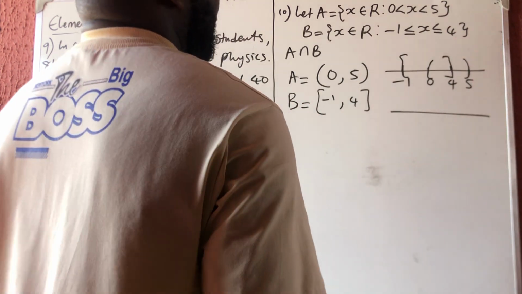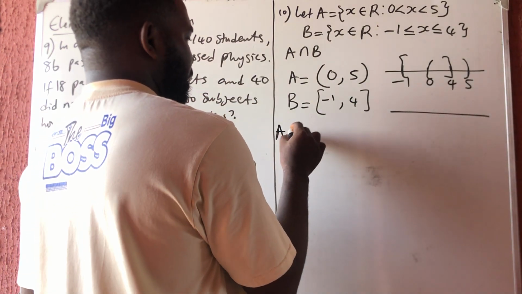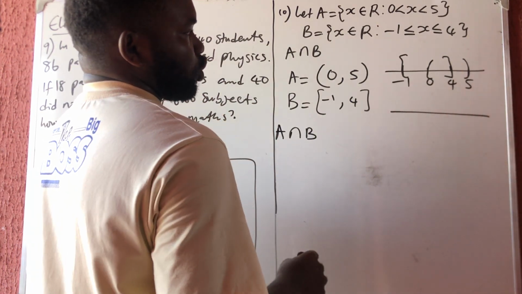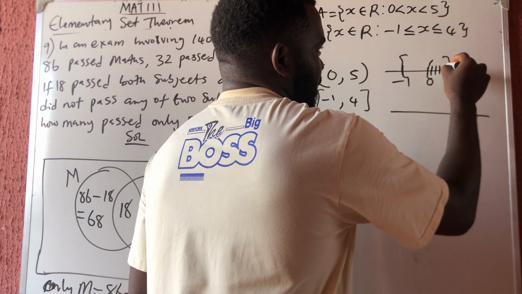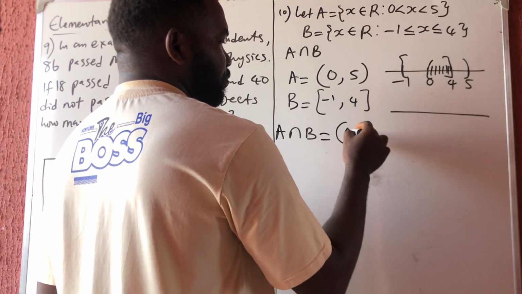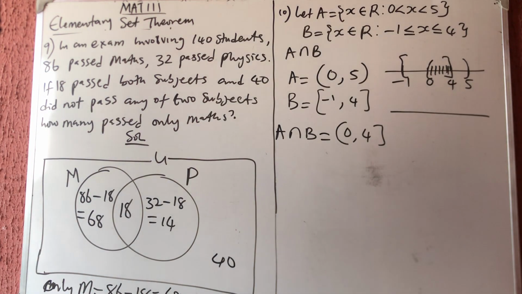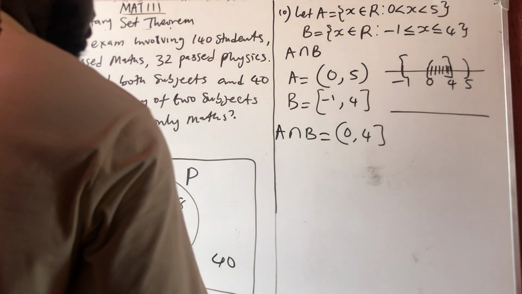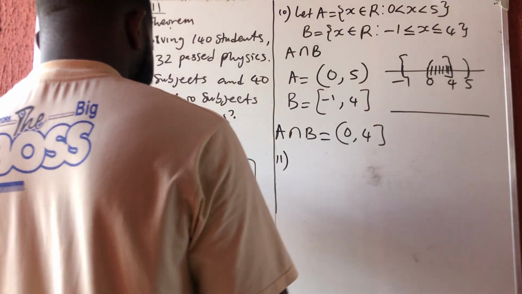Now they are asking us what they have in common. If you look at this, they say we should find A intersection B. A intersection B is what they have in common, and what they have in common is only this side. Inside there is what they have in common. So what they have in common is simply an open set of 0 with a closed set of 4. You see, very, very simple. That's what they have in common. So question number 11.